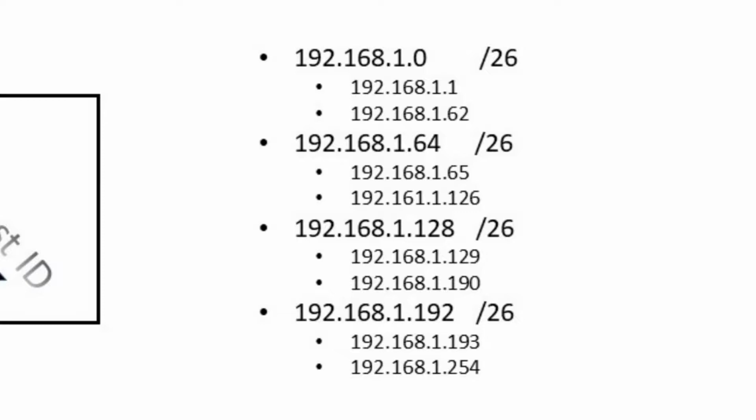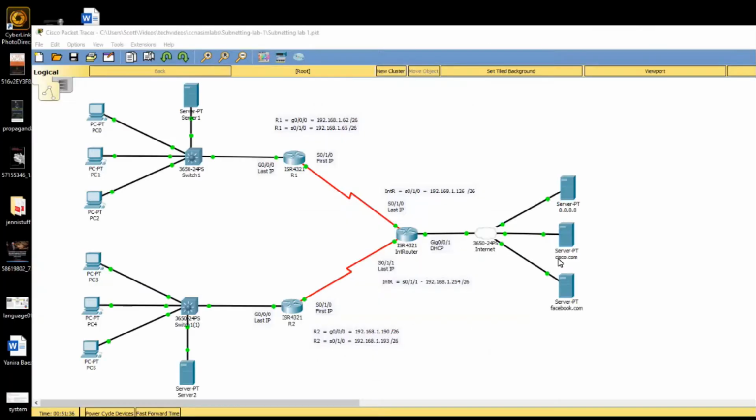All right, let's look at the range of addresses that we can assign on each of our subnets. In the first subnet, and we're just looking at the last octet, the numbers are 1 to 62. In the next subnet, the numbers are going to be 65 to 126. In the next subnet, it's going to be 129 to 190. In the last subnet, it's going to be 193 to 254.